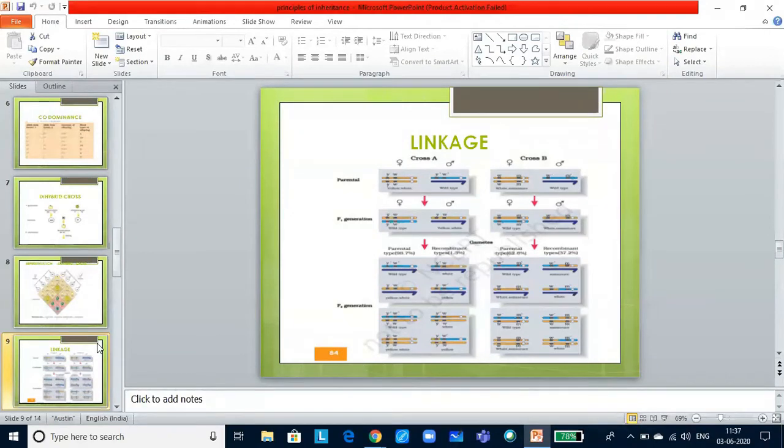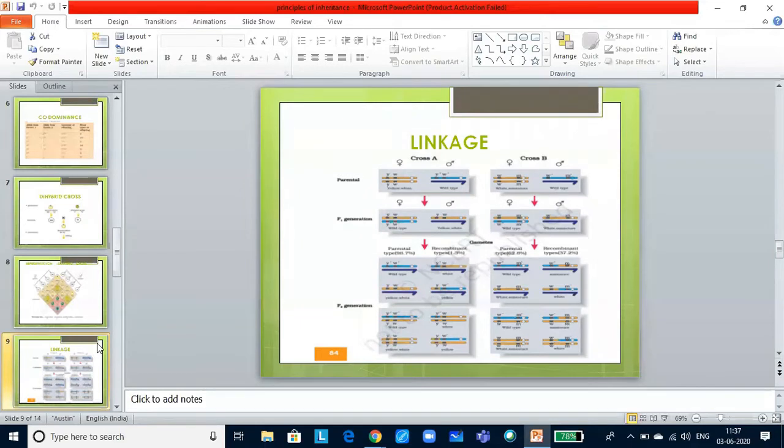Now, the number of linkage groups corresponds to the haploid number of chromosomes. For example, in Drosophila the haploid number is 4, that is n is equal to 4, so the number of linkage groups will be 4. In garden pea, the haploid number is 7, so the linkage groups will also be 7. In maize, n is equal to 10, so linkage groups will be 10. In Homo sapiens, n is equal to 23, so the linkage groups will also be 23.